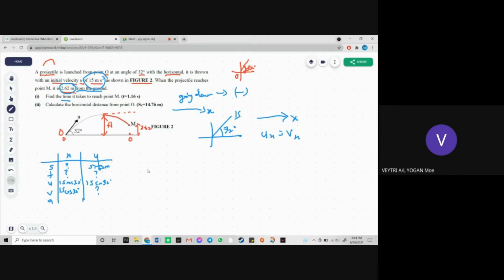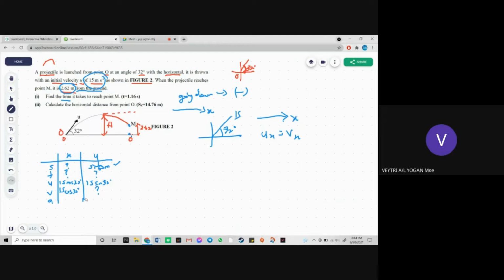Okay, now before we move on, I just want to take a note over here. Dekat sini we are calculating at M, bukan dekat O, atau bukan balik kepada bawah. We are calculating at M. Sebab itu S kamu adalah 2.62. Kalau S kamu adalah kosong, then we are talking about the object dah mendarat dekat bawah sini. Okay, we are talking about 2.62 di atas udara.